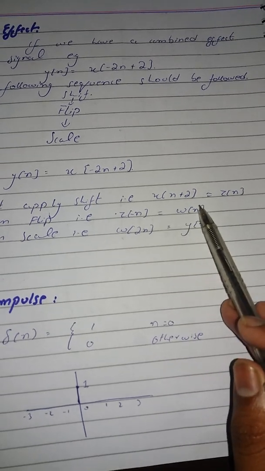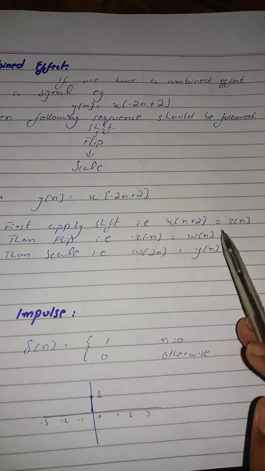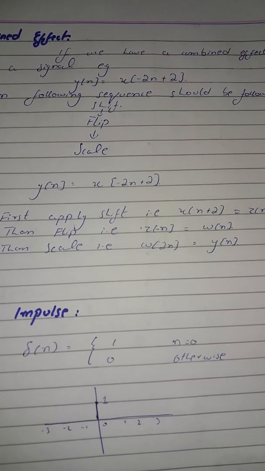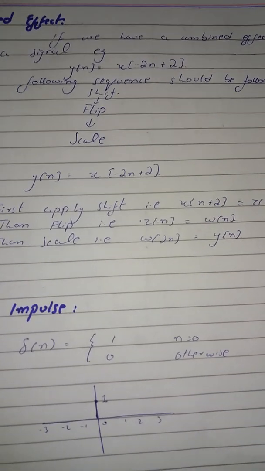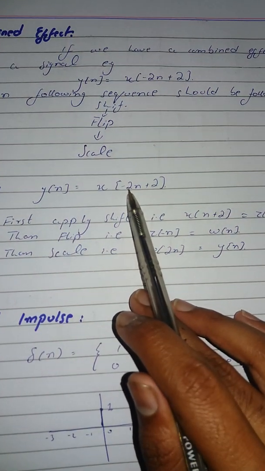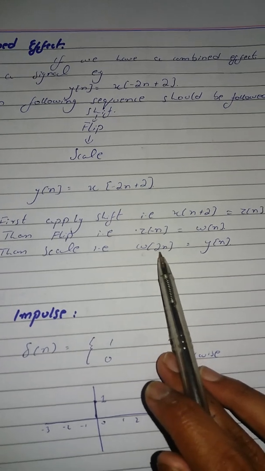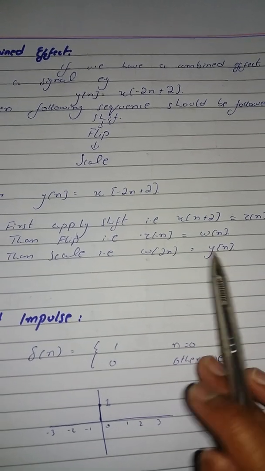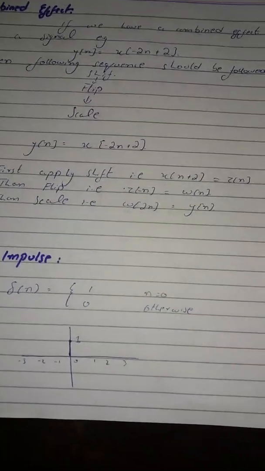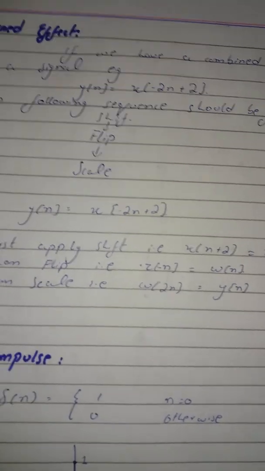We're going to call it w of n, the shifted and flipped signal. Now we have gotten the shifted as well as flipped signal. Now we're going to scale it. For scaling here, the 2 is the factor for scaling, so I'm going to multiply it by 2. Then we're going to get y of n. So those were some of the operations we can apply to signals.